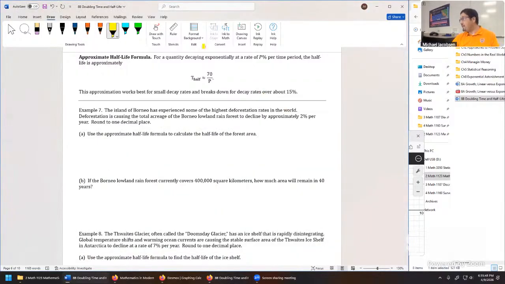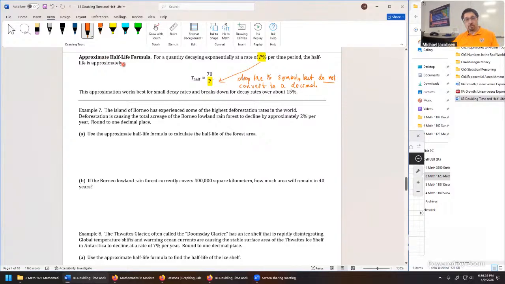The thing to be wary about, same comment as before, is just make sure, drop the percent symbol, but do not, this is weird again, convert to a decimal. So that's the only warning.